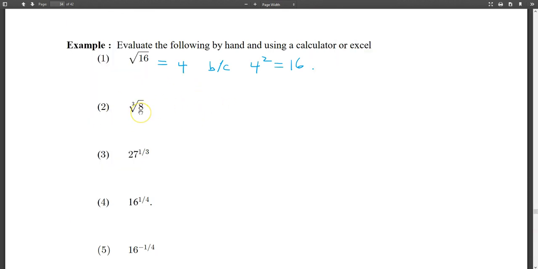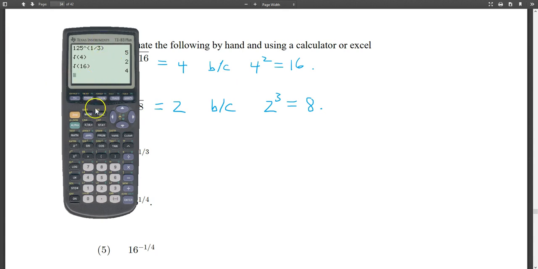What would the cube root of 8 be? Well, the cube root of 8 will be 2, because 2 to the 3rd power is 8. Evaluate that on a calculator. Eight raised to the parenthesis 1 divided by 3 power gives you back 2.